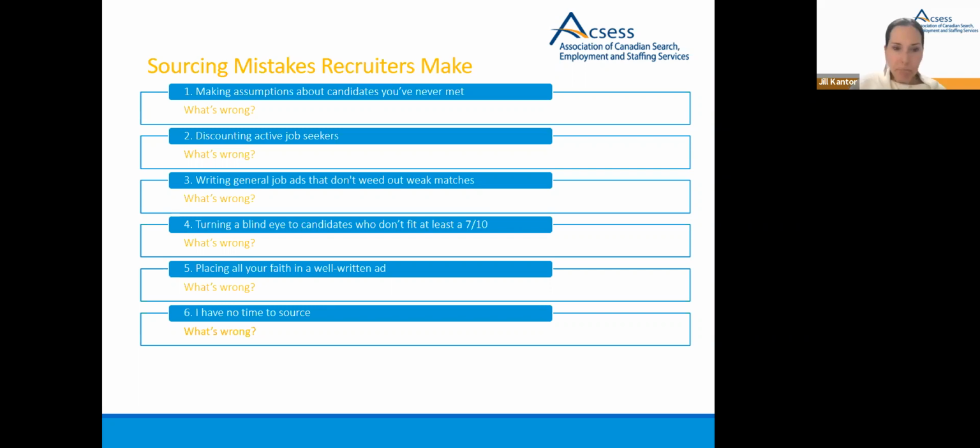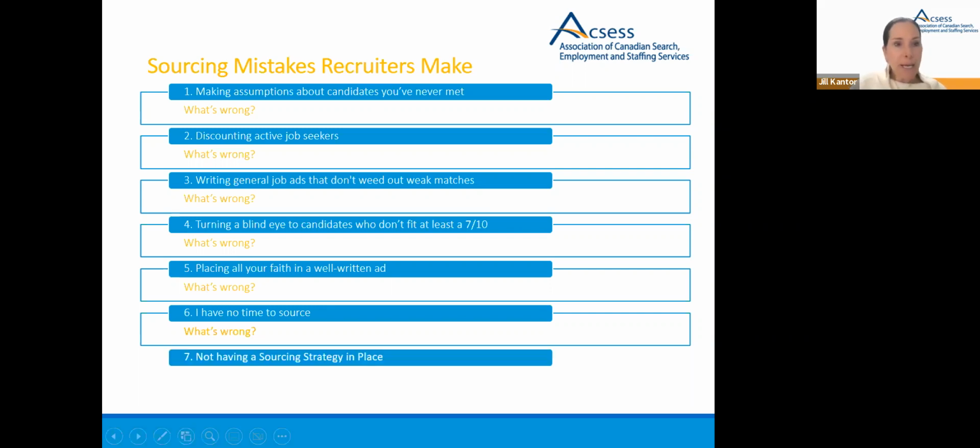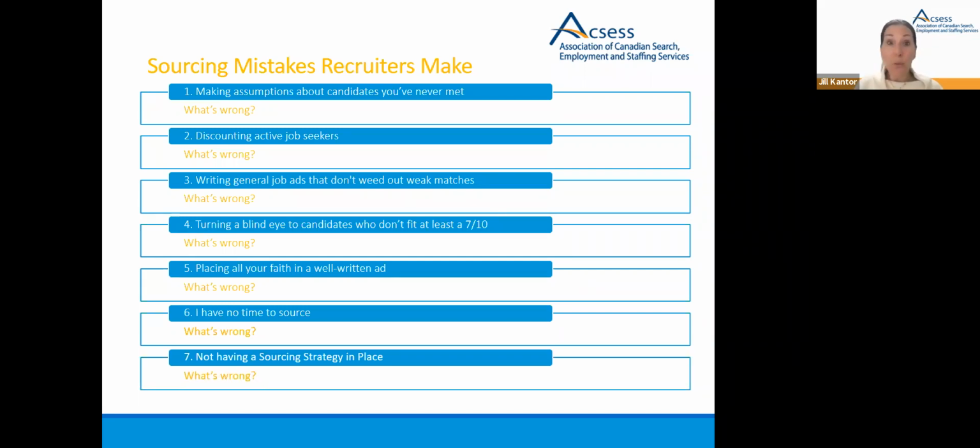Okay, awesome. So let's take a look here at the last one then, which is one that's super important, not having a sourcing strategy in place. And I like to say this one last because it's one that I think so many people can resonate with. What's really that strategy? Do I have a strategy? Am I just winging it?